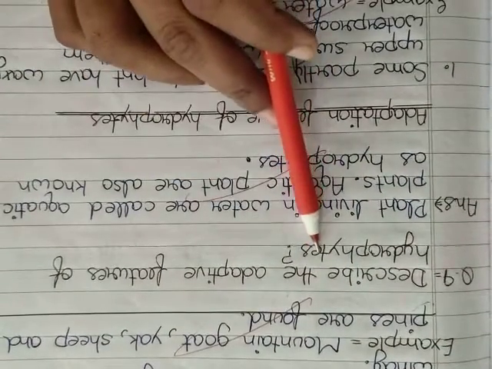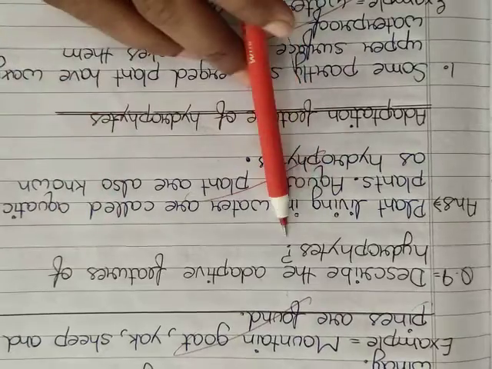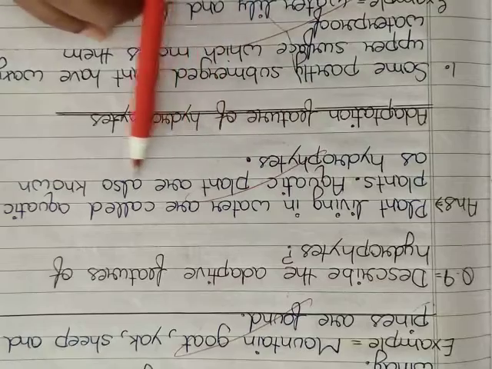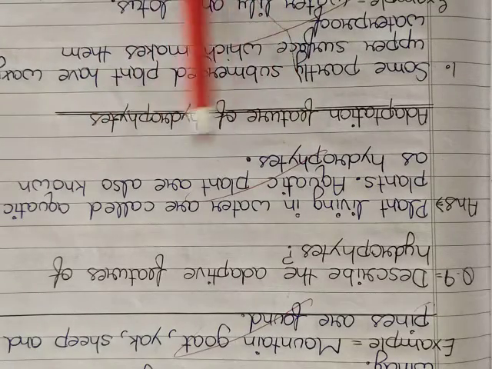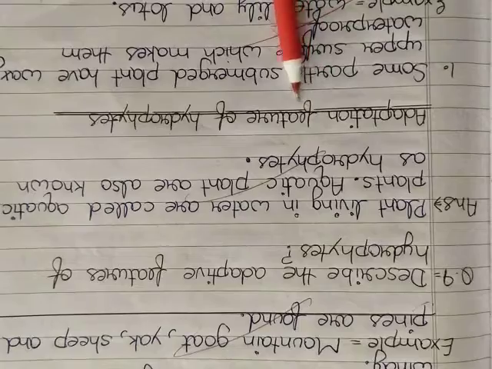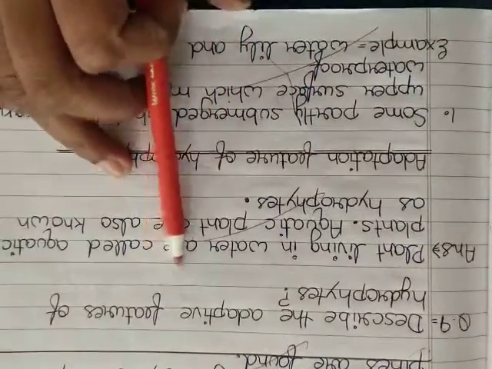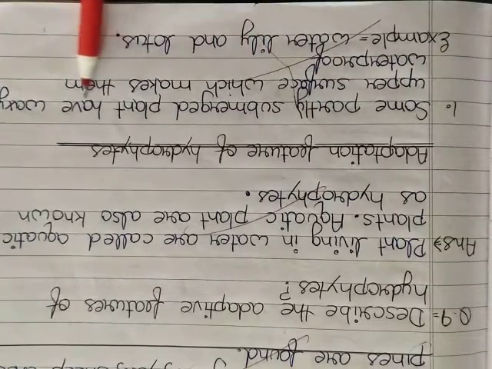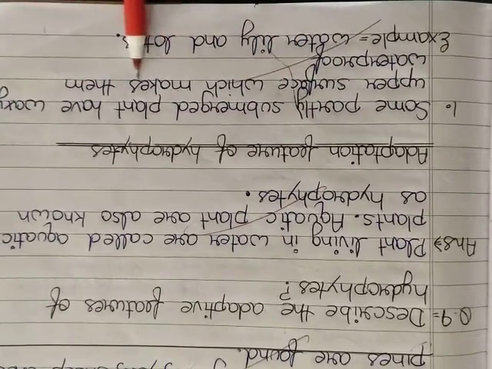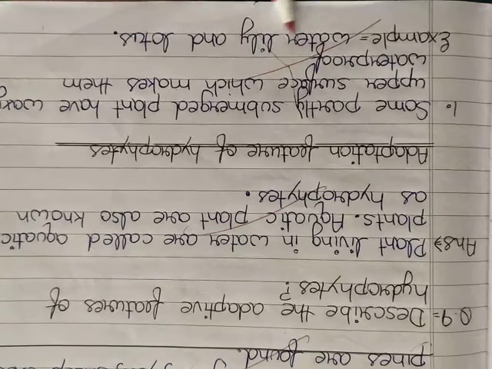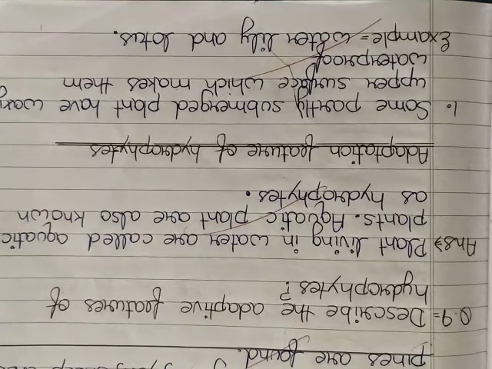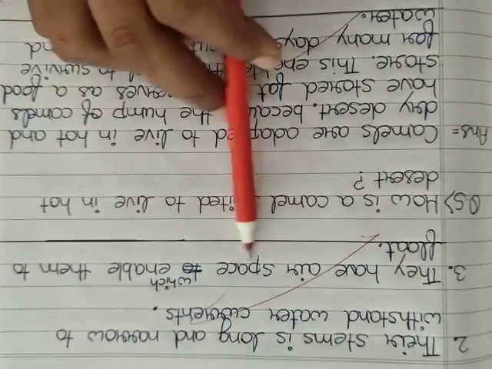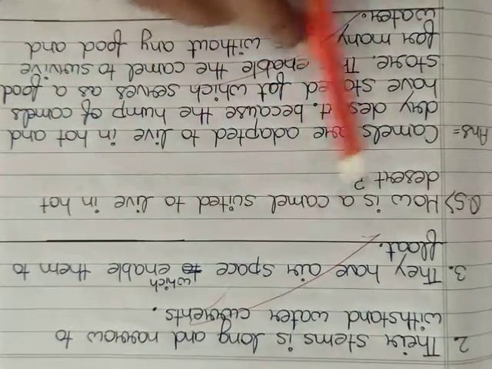Question number 4. Describe the adaptive features of hydrophytes. Plants living in water are called aquatic plants. Aquatic plants are also known as hydrophytes. Adaptive features of hydrophytes. Some partly submerged plants have a waxy upper surface which makes them waterproof. For example, water lily and lotus. Their stem is long and narrow to withstand water current. They have air spaces which enable them to float.